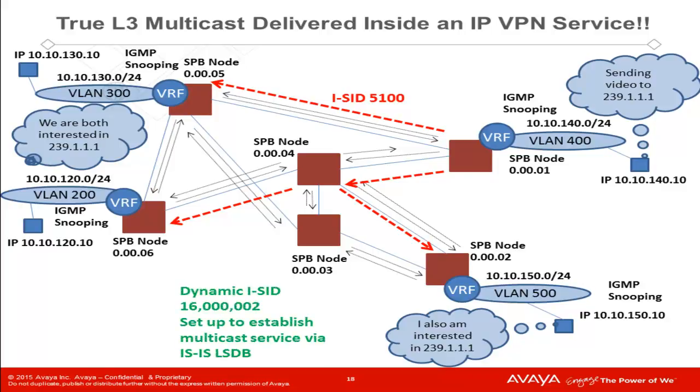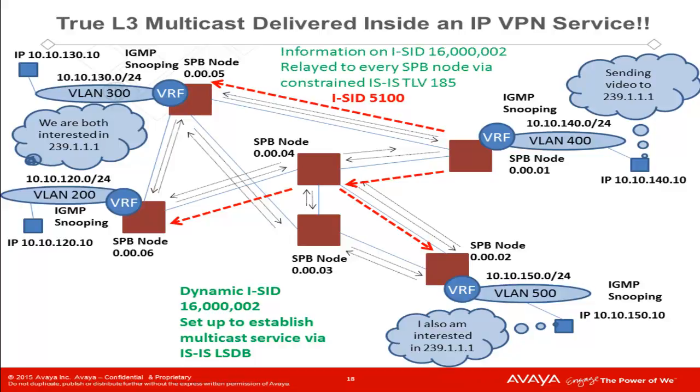Notice how in this instance, ISID 16,000,002 is created and advertised out to all other nodes in the SPB network. Now any other station within the L3 VSN can join the given multicast group, but no one outside the L3 VSN can join. No one outside the L3 VSN can even see it. Note that we are using TLV 185 for constrained multicast services as we wish to scope this service to L3 VSN 5100. This is useful for types of multicast that require true services separation, such as multi-tenant television delivery, or services that require complete security and total isolation, such as IP video surveillance.